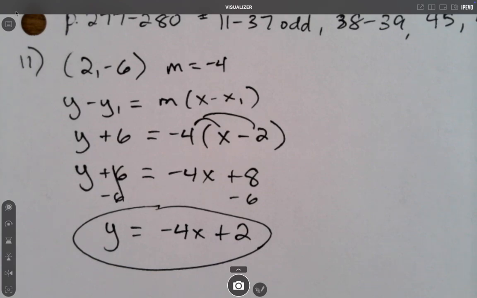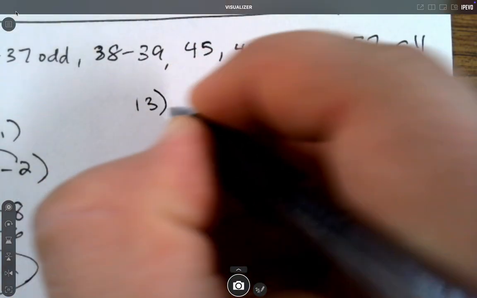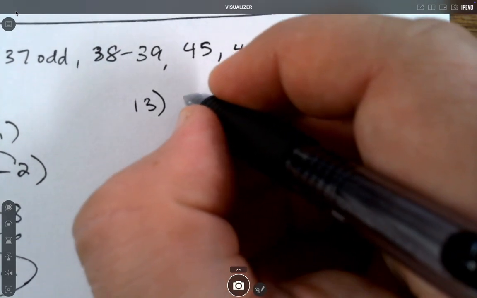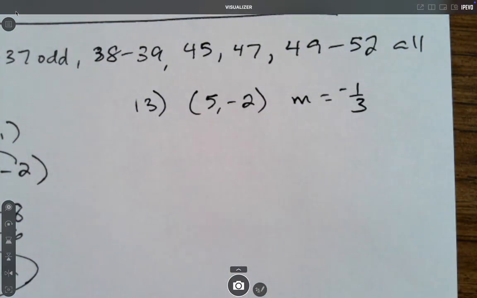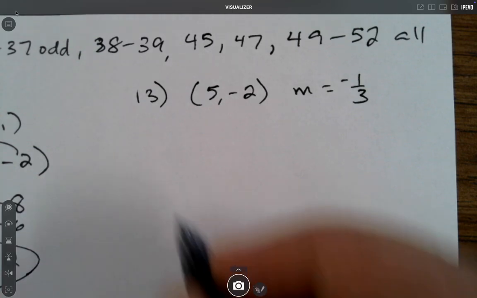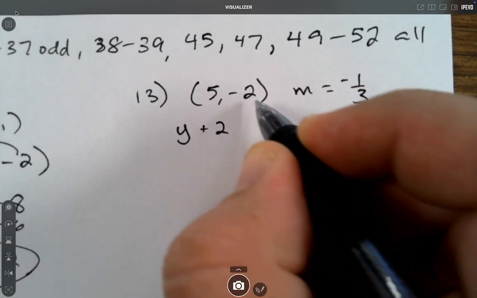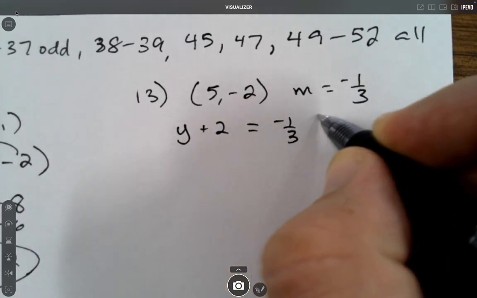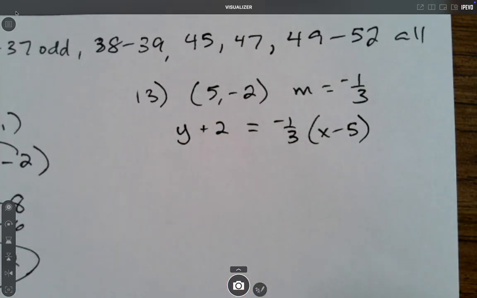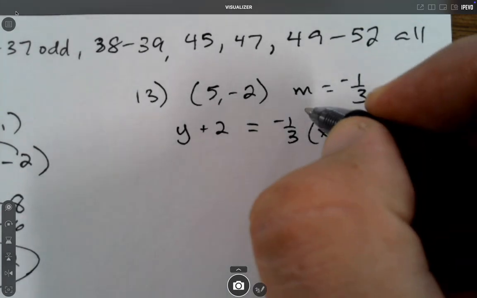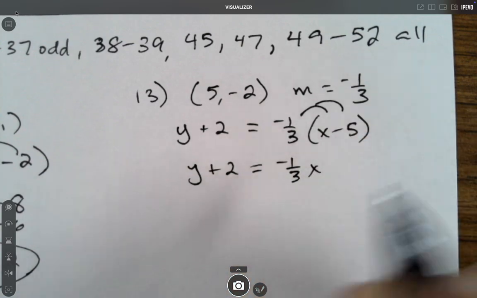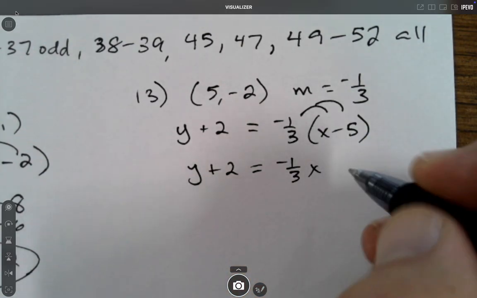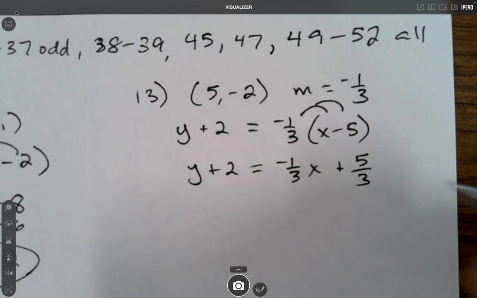13. Same process we'll use. We have a point of (5, -2) and a slope of -1/3. So we do y plus 2, because it's minus -2, equals -1/3 times x minus 5. So I distribute the -1/3 in. So -1 times -5 is +5. We put that over 3.